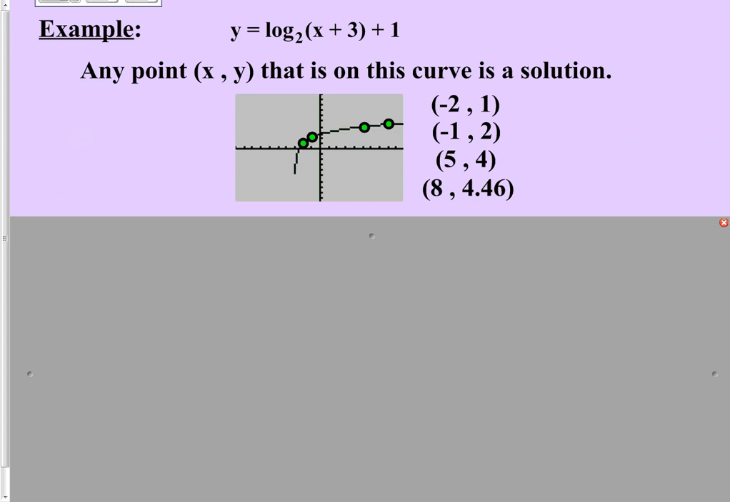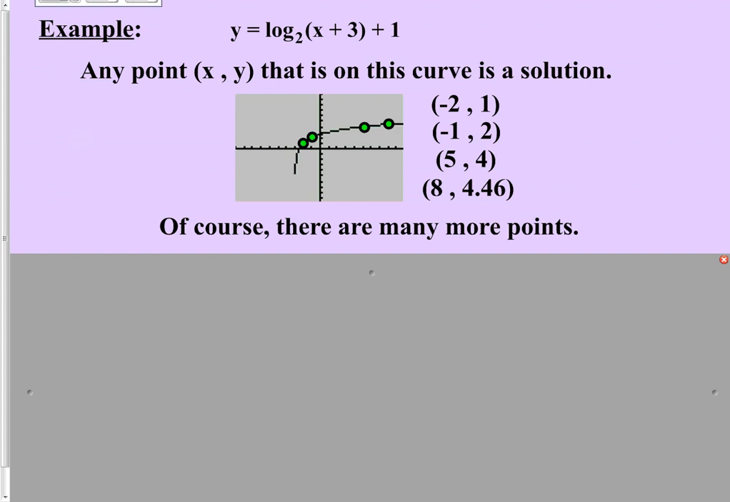Any point x comma y that exists on that graph is a solution for that graph. Doesn't matter if they're positive or negative or whole numbers or fractions or rational or irrational decimal points. Any point that you can find on there will plug in for x and y into the original equation and will balance that equation. Of course there are many more points that are available to us other than these 4. That was just 4 representative points that I happened to pick.